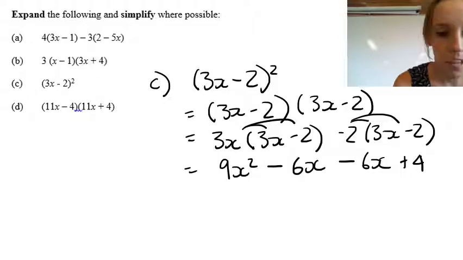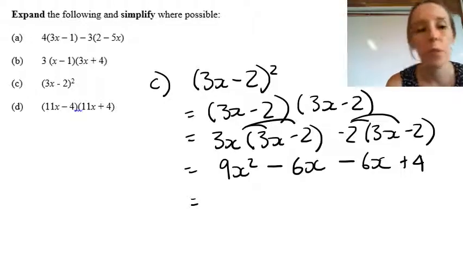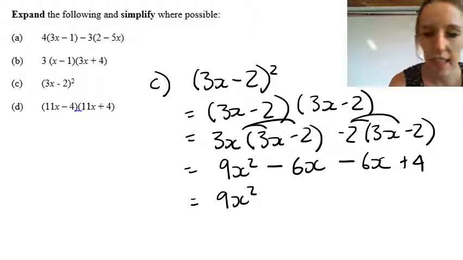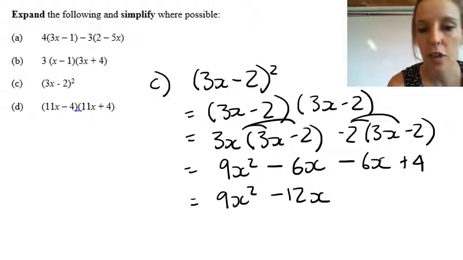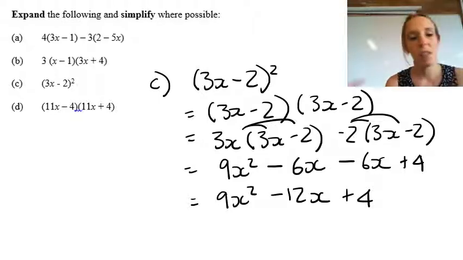So from there, I can simplify because I've got like terms. So 9x squared is by itself. It doesn't have a like term. But take 6x and then take another 6x is like taking away 12x because they're like terms, plus 4. Again, I can't do anything else. No more like terms. So that would be my answer there for C.